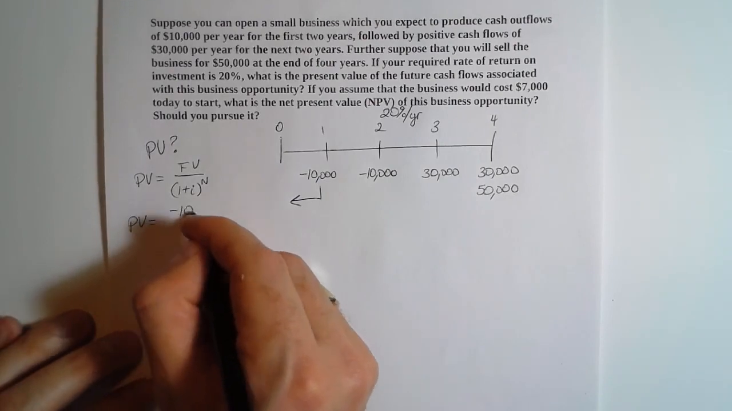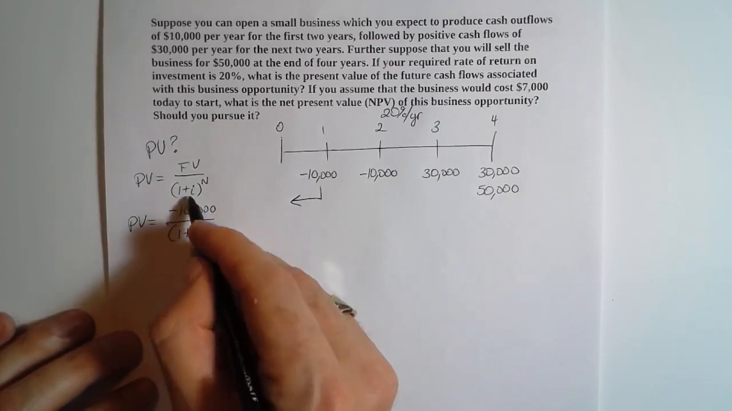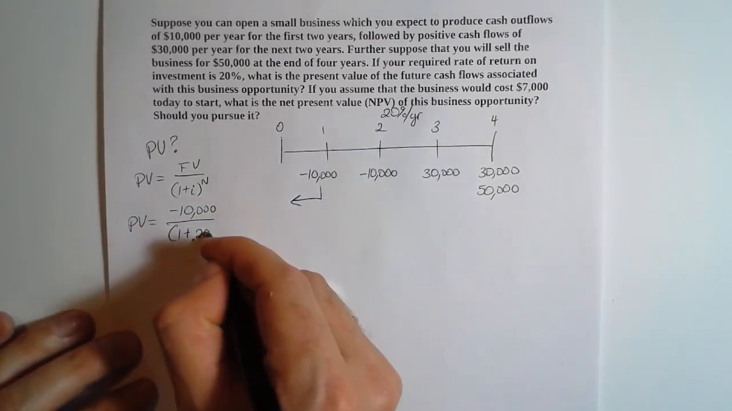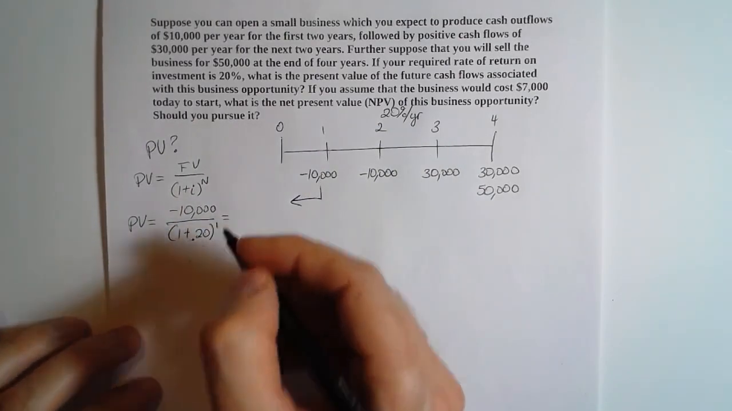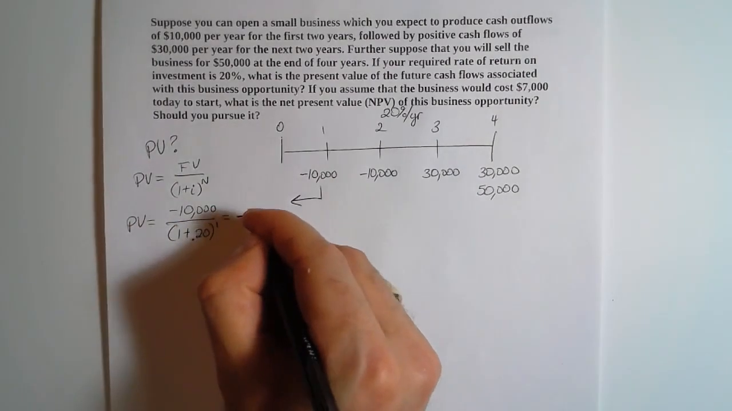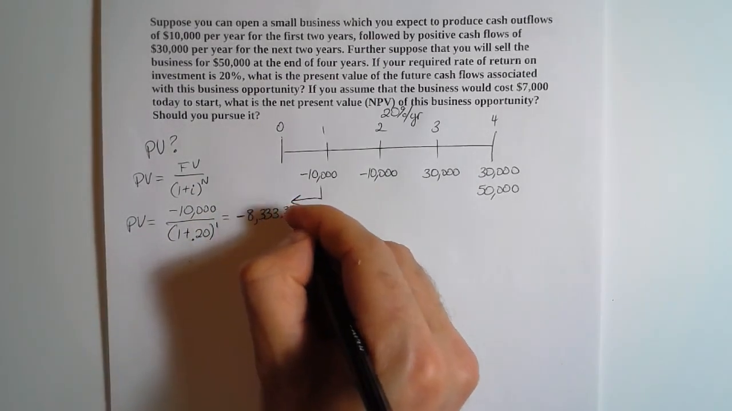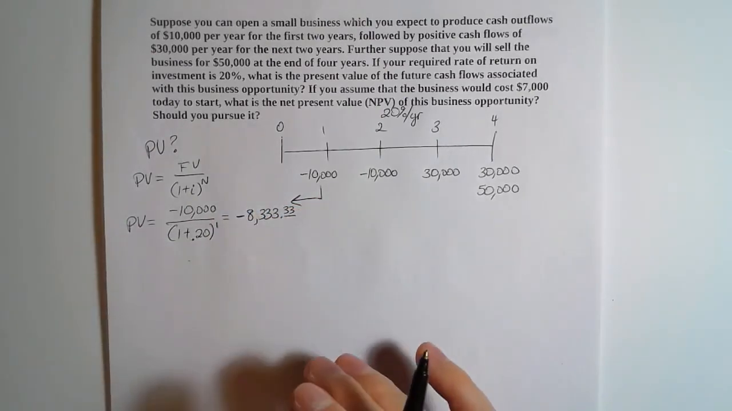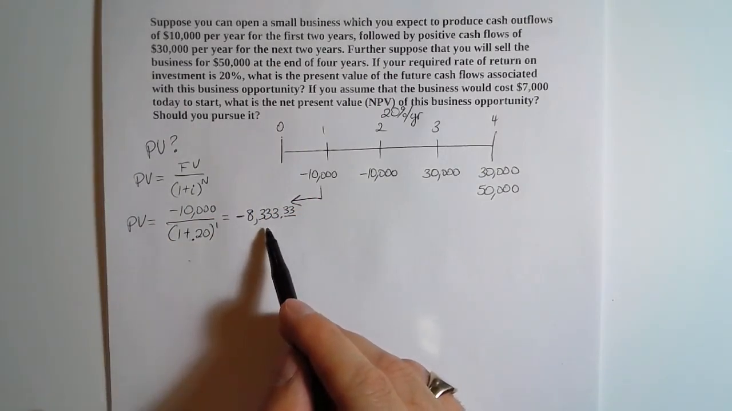So negative 10,000, and then we would have 1 plus, in this case our rate of return is 20%, so 0.20, raised to the 1. Okay, so what we get if we work that out, and I'll pause to let you try it. What you should have gotten was negative $8,333.33.